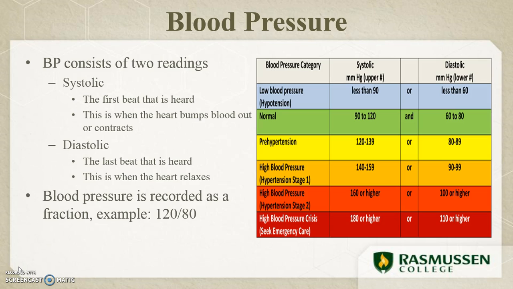Diastolic, on the other hand, is the last beat that is heard or the lowest point of pressure when your ventricles relax. And there are 2 key pieces of equipment that are needed to help obtain a blood pressure. Those are your stethoscope and your sphygmomanometer, or a blood pressure cuff. Now, the average blood pressure for an adult is 120/80, and typically we do write these as a fraction.